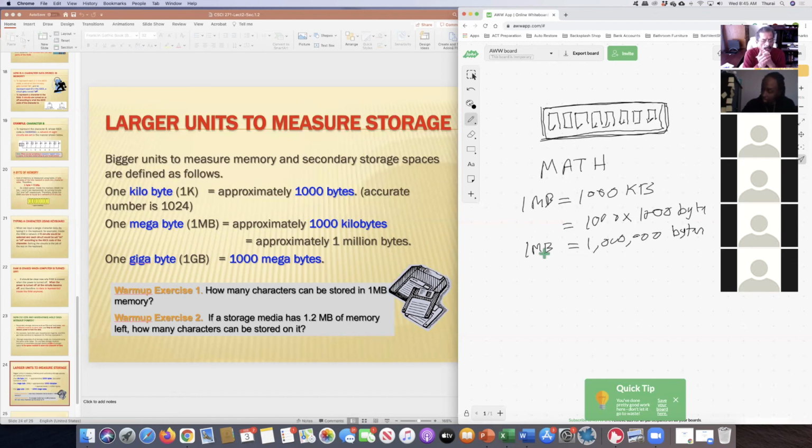Okay, so my warm-up exercise question here is, how many characters can be stored in 1 megabyte of memory? You already answered it. If a storage medium has 1.2 megabytes of memory available, then how many characters can be stored in it? Anybody? 1,200,000. That's exactly how you should answer. If you answer 1.2 million, that's not acceptable. You have to give me a whole number, because we're talking about characters. So 1,200,000 is the correct answer for this warm-up exercise 2.